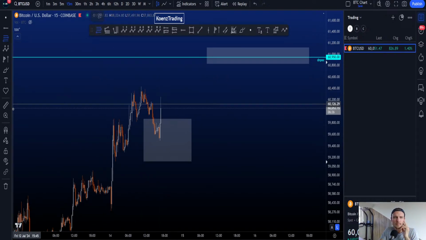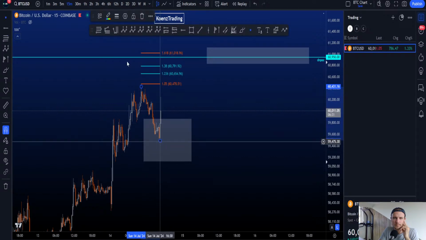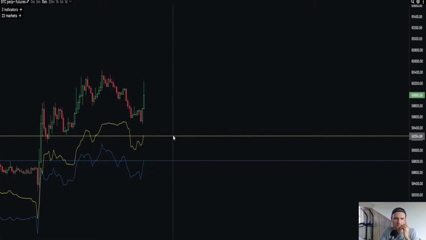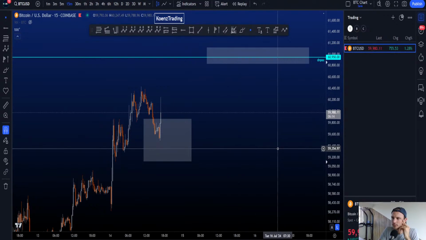Volatility. Nice. So there's no bullish divergences at the moment. There's also no bearish divergences at the moment. So it's very neutral in the current range here.